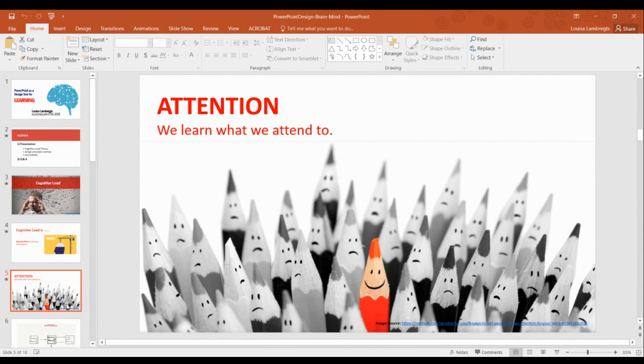Basically, it comes down to this. We learn what we attend to. This means that our job as presenters is that we have to guide students to know what to pay attention to. Moment by moment, slide by slide, we have to help learners know what to focus on and to make sense of the information that they're seeing at that time. Really our job is to filter out information that's non-essential in the moment and to provide those signals to learners so that they know that something is important and is important to absorb.